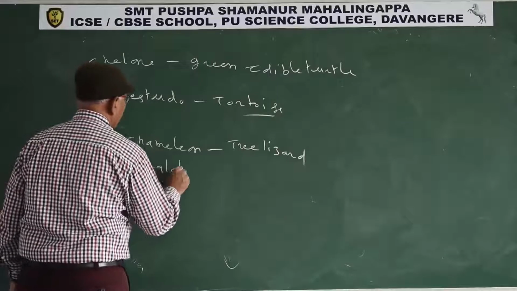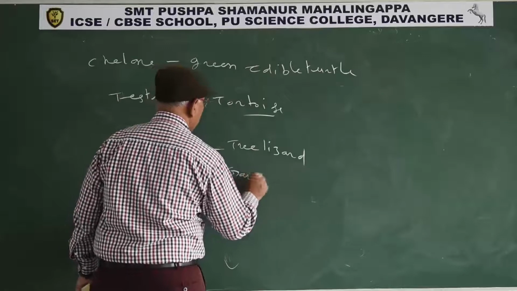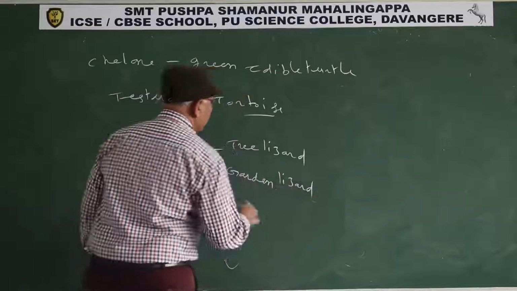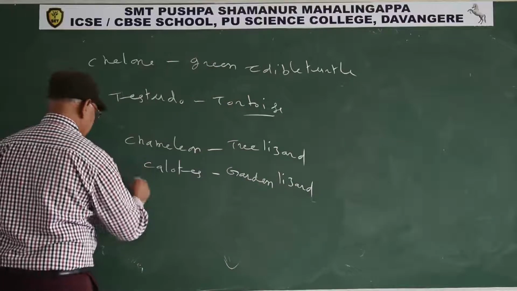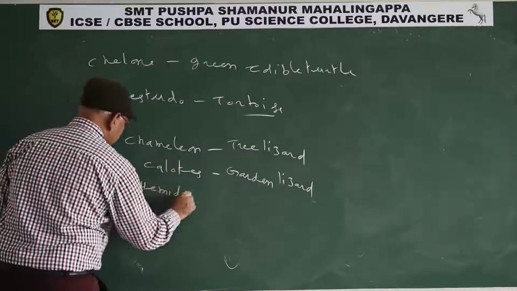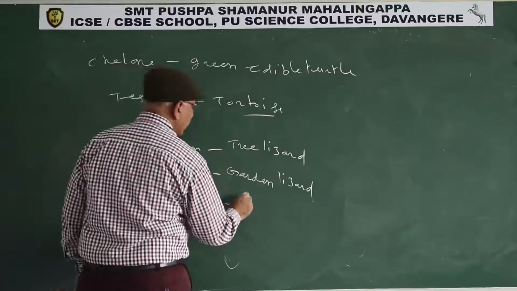Calotes, commonly known as garden lizard. Hemidactylus, wall lizard.